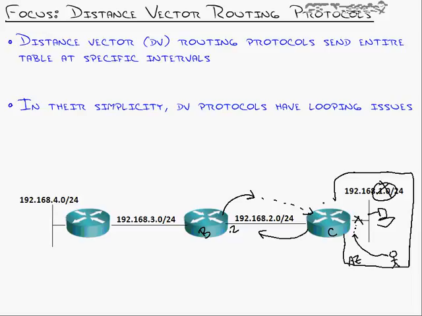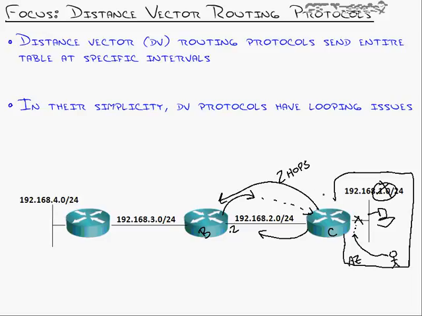So router C points to router B to reach the 192.168.1 network, and 28 seconds later sends out its own update saying, hey, I now have a new path to get to 192.168.1. It is through router B. That's the way that I go, and it's 2 hops away from me.